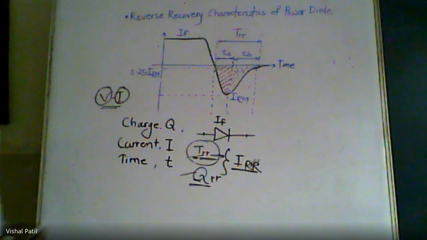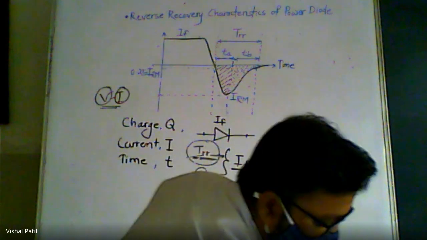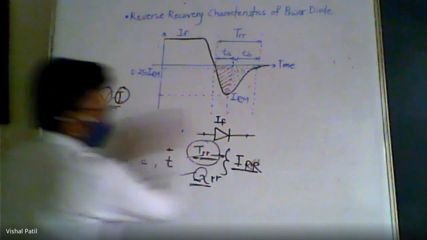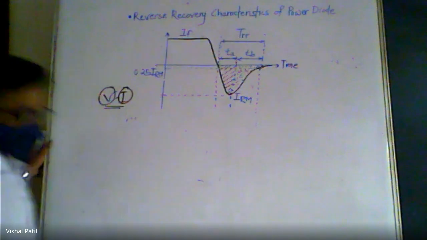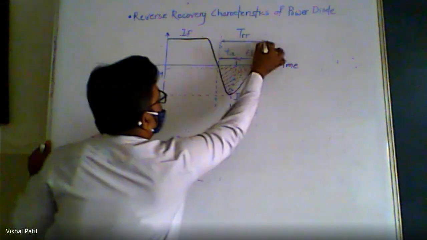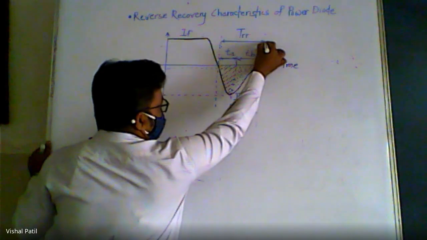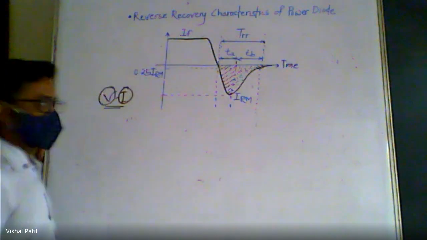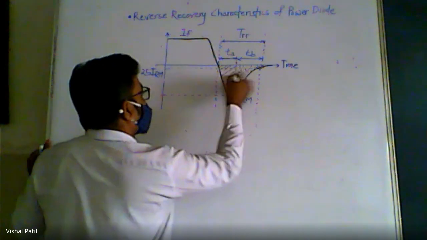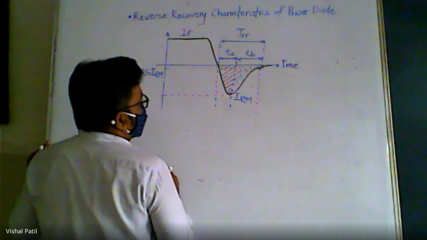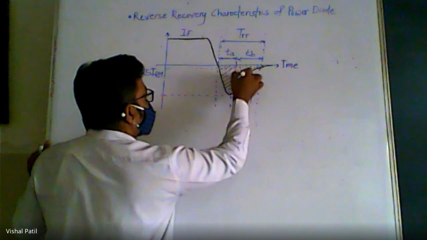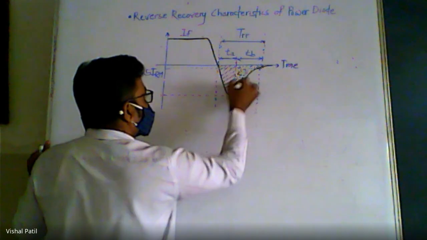Okay. Now, going into the details of reverse recovery time, it can be split into two components. Here you may observe that TRR is the total time of reverse recovery. We call it the reverse recovery time. Now it has two parts. One part, which I have shown with the straight line, is the shaded part, and the other part I have shown with the dotted region.